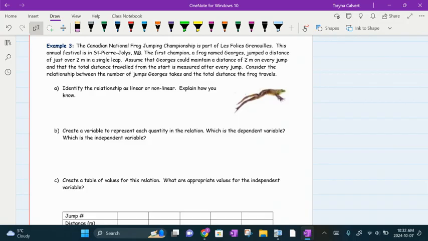I don't know if he's alive anymore. We'll Google that later. Probably isn't, because this came out of your textbook, and your textbooks are pretty old.